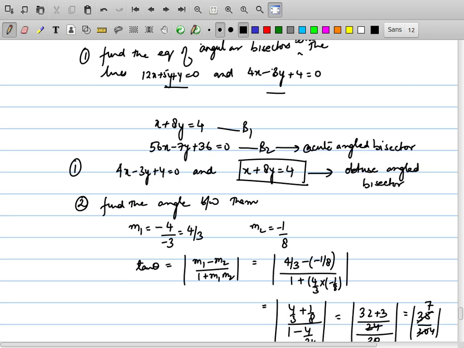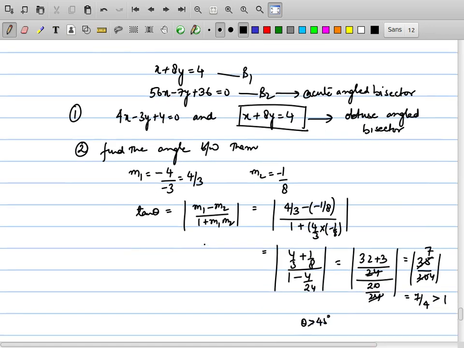This is how we find which bisector is acute angled and which is obtuse angled. What was the step? Assume any of the lines between the two, assume any of the bisectors, and find the angle between the line and the bisector. If the value of tan theta is greater than 1, then the angle between the line and the bisector is greater than 45, which implies the bisector that we have chosen is the obtuse angled bisector, and the other one becomes the acute angled bisector.